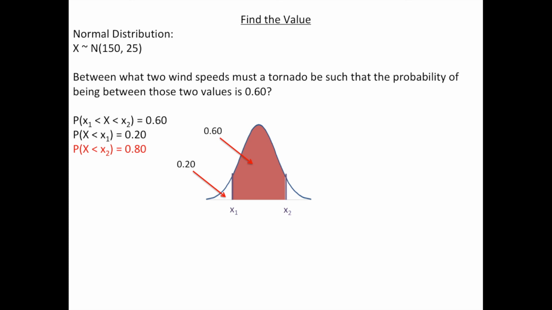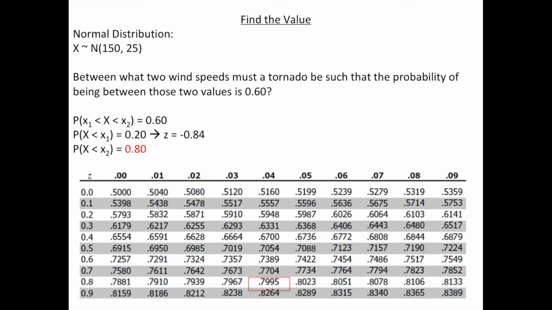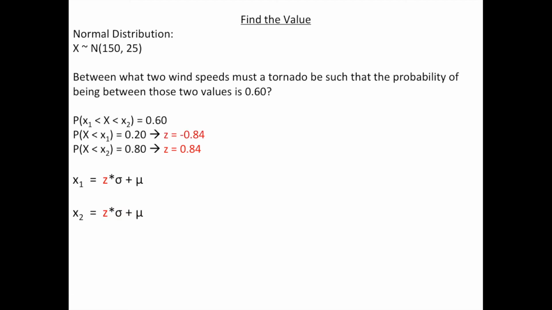Now that I have my probabilities of 0.2 and 0.8, I can look up both of these probabilities in my z-table. So starting with 0.20, I want to find the corresponding z-value, which here is negative 0.84. And if I look up my 80% probability, the corresponding z-value is 0.84. So now that I have both of my z-values, I can convert these into x1 and x2 by multiplying by my standard deviation and adding my mean.